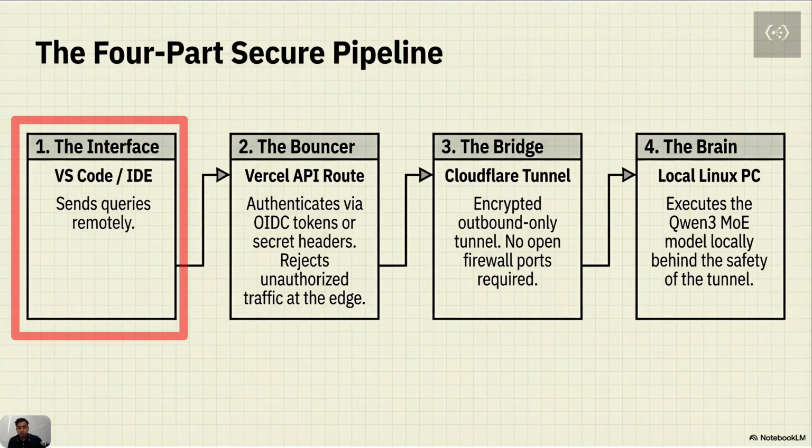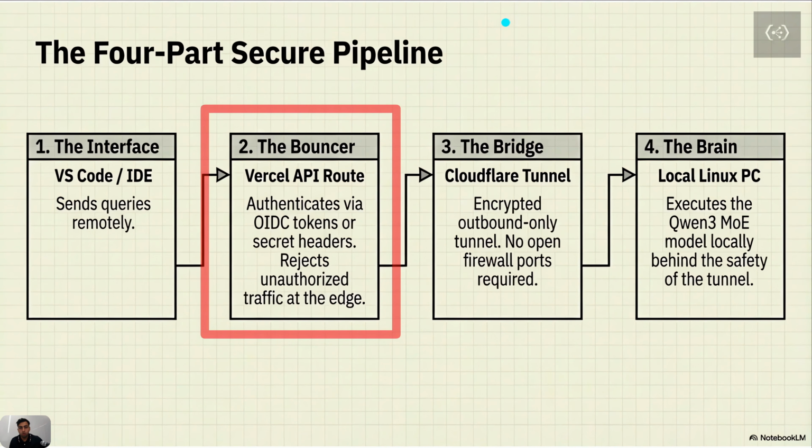First, we type a prompt in our editor. This is where we generate our request. Then it goes to Vercel, which acts like a gatekeeper. It checks if the request is coming from you, because we don't want any random people using our system with no key, no entry. So basically we are using Vercel as a gatekeeper.